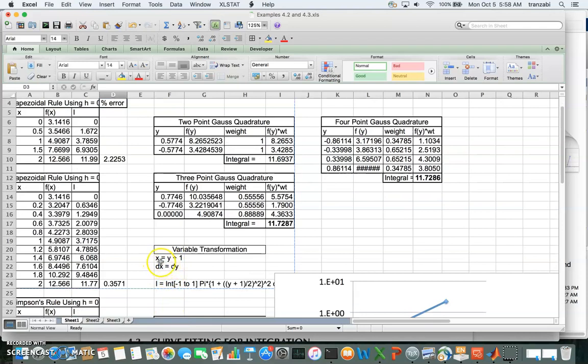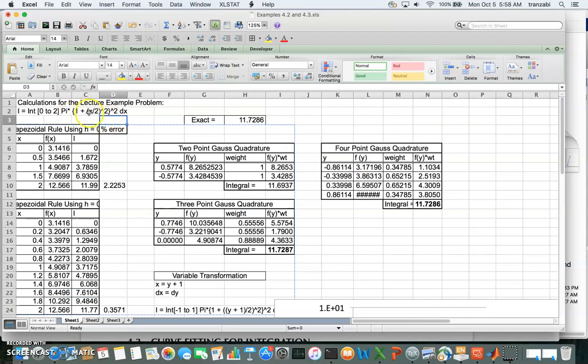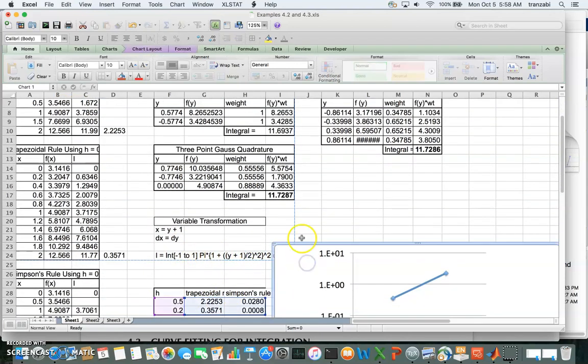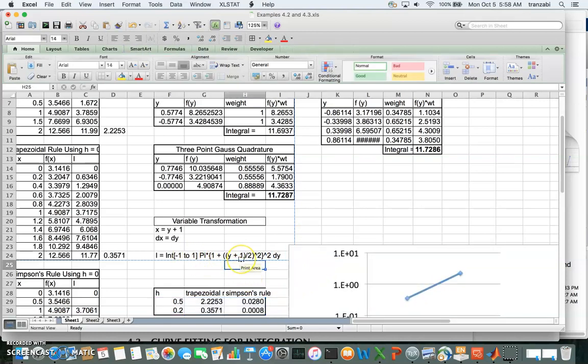To conform the limit, x should be y plus 1, because when x is 0, then y is minus 1, and when x is 2, then y is 1. So the integral over y now is going to be minus 1 to 1. So all you do is you replace x by y plus 1 in the original integral here, and you end up getting this form. Okay, so this is now the integral from minus 1 to 1, all in terms of y.